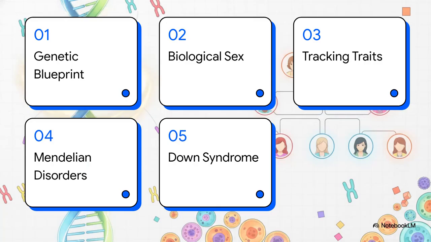Here's our agenda for today. First, we'll look at the genetic instruction manual and determining biological sex. Second, tracking traits across generations. Third, single-gene Mendelian disorders. And finally, we'll dive deep into chromosomal disorders, specifically Down syndrome. Don't worry, laying this groundwork first is really going to help us understand the deep biology later on.